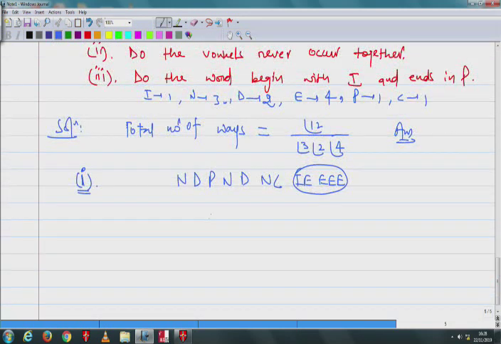Now you tell me what will be the answer. This is very important. When all the vowels are together, the answer would be the number of ways. 1, 2, 3, 4, 5, 6, 7, 8. A total of 8 units, first of all, 8 units, right?